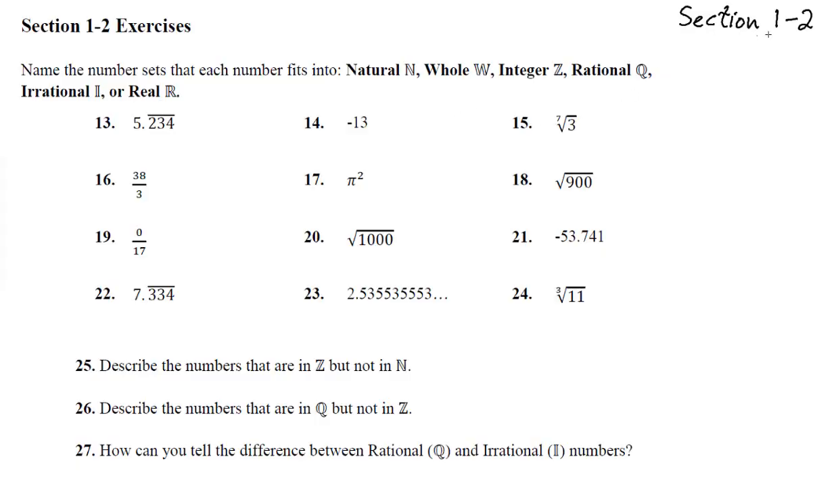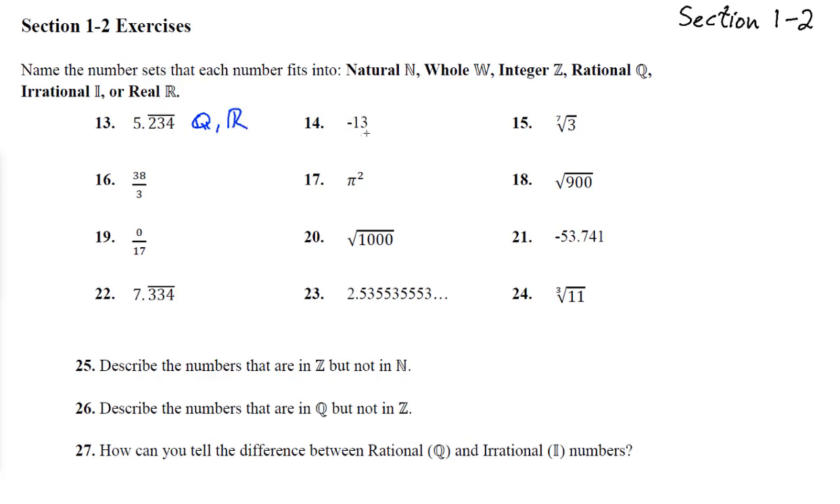Here we are in section 1.2 with the answers to numbers 13 through 27. Number 13, 5.234, 234, 234, that is definitely a repeating pattern, which means it is rational. Yes, we could turn this into a fraction, and it is also real.